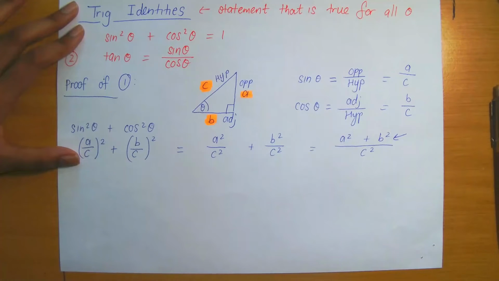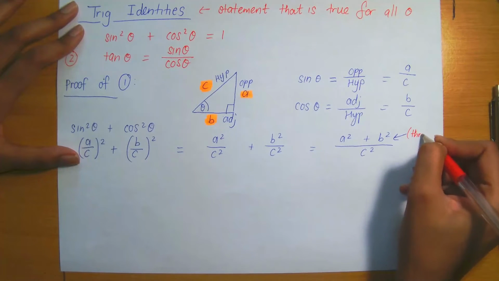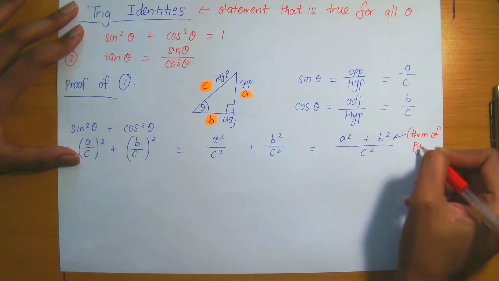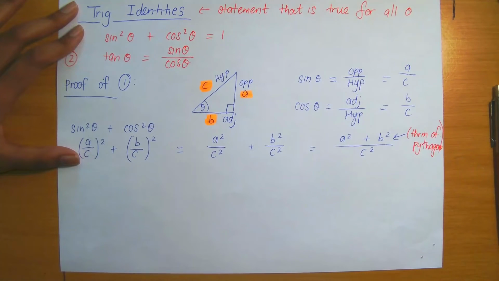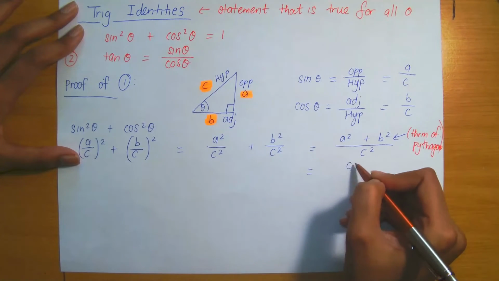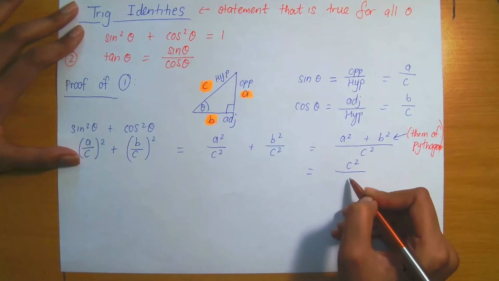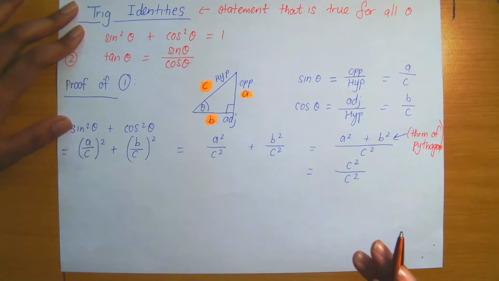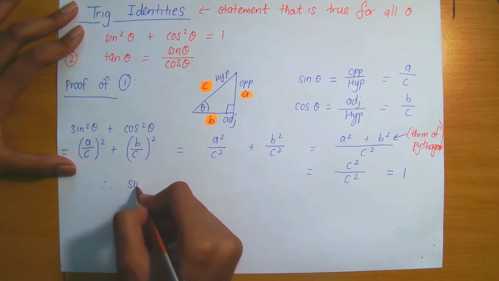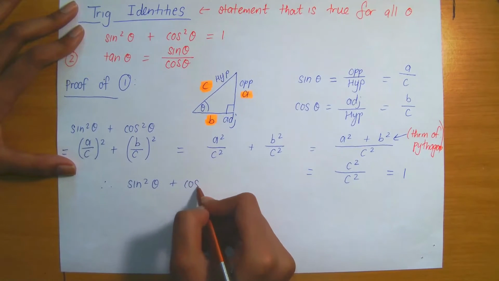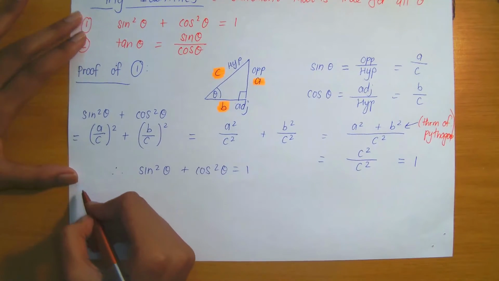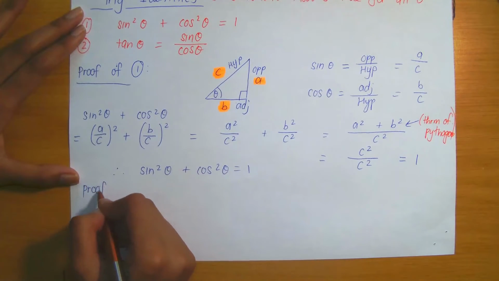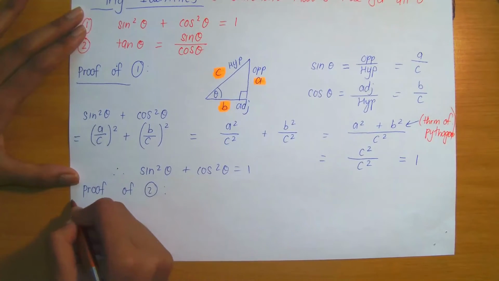So by the theorem of Pythagoras, we then have that A squared plus B squared is actually C squared, and this is being divided by C squared. So we observe that our final answer is 1. Therefore we have shown that sine squared theta plus cos squared theta is equal to 1. Now let's prove 2. So proof of 2.